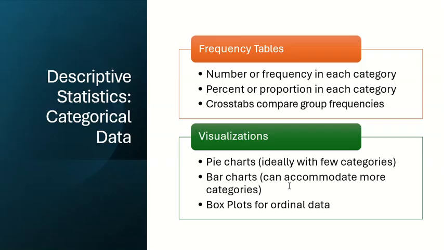Bar charts can accommodate more categories, and when there are several categories, bar charts begin to look a little bit like another visualization that's more appropriate to continuous data called the histogram. And box plots are especially useful when you're looking at ordinal data. They'll show the interquartile range and the median. And these are really useful for identifying outliers, as we'll see.